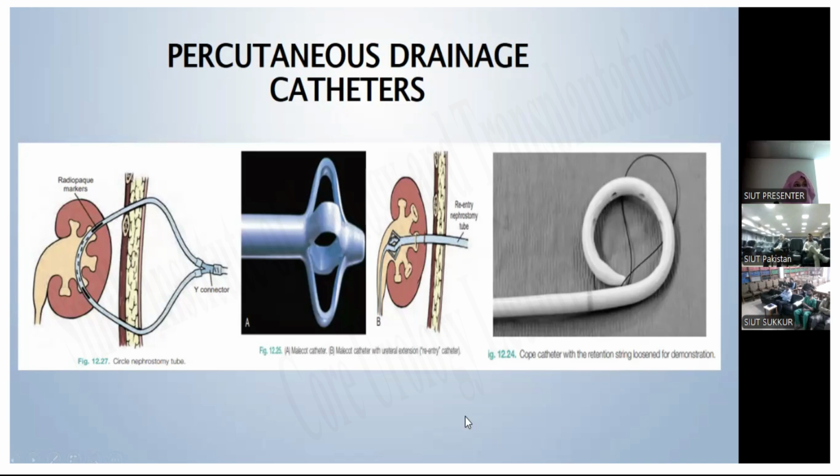This is also used for drainage purposes. And Cope's catheter, all of them are used for percutaneous drainage or later on for pyelography. And this Cope catheter is the one with a string loop attached to it. And this string later on helps in retaining the percutaneous drain.